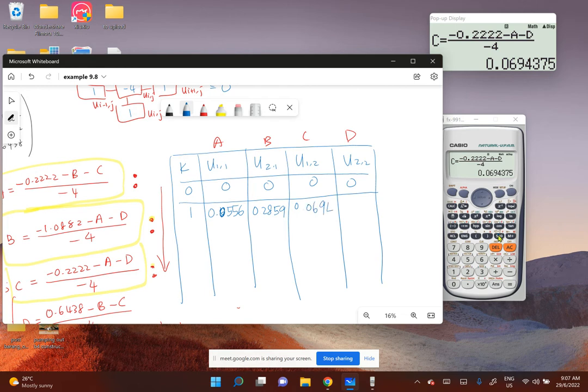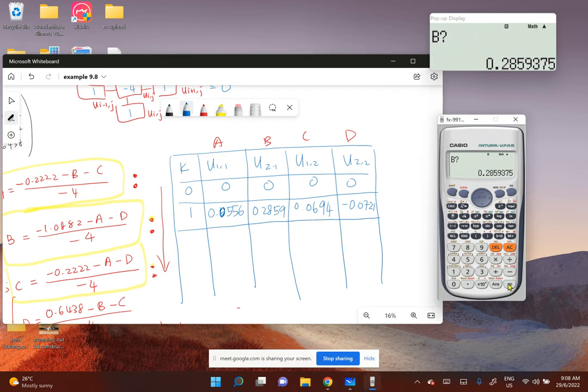Then 0.0694, and then equal to negative 0.0721. Then press equal to, so we check whether B is this one. Yes, correct. Just equal to. C is this one. Yes. Okay, D is this one. Just press equal to.